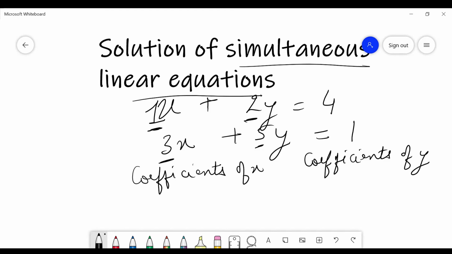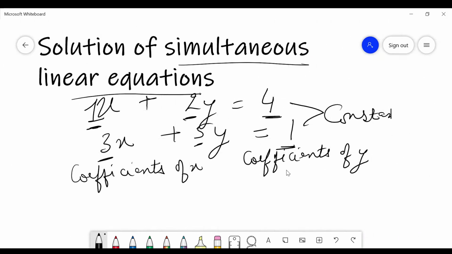If these are the coefficients, then these values 4 and 1 are basically the constant values. So we can get the coefficients as well as the constant values. Fine.